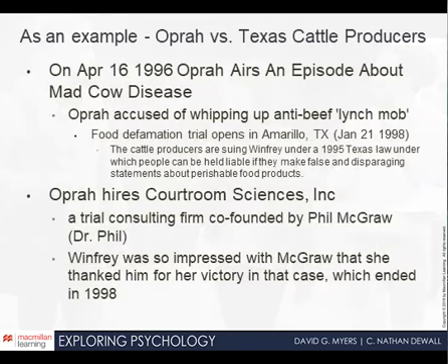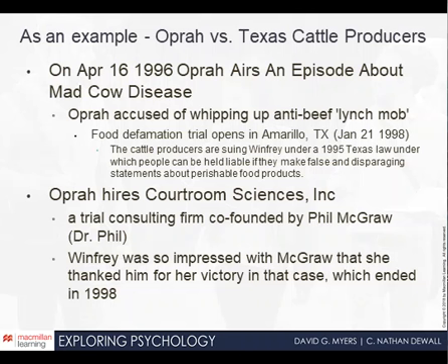As an example, Oprah Winfrey versus Texas cattle producers. On April 16, 1996, Oprah airs an episode about mad cow disease. Oprah was accused of whipping up an anti-beef lynch mob. Food defamation trial opens in Amarillo, Texas. The Texas cattlemen sued Oprah. The cattle producers sued Oprah Winfrey under a 1995 Texas law, under which people can be held liable if they make false and disparaging statements about perishable food products.